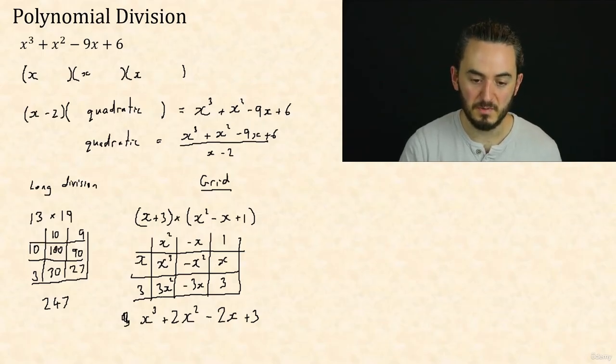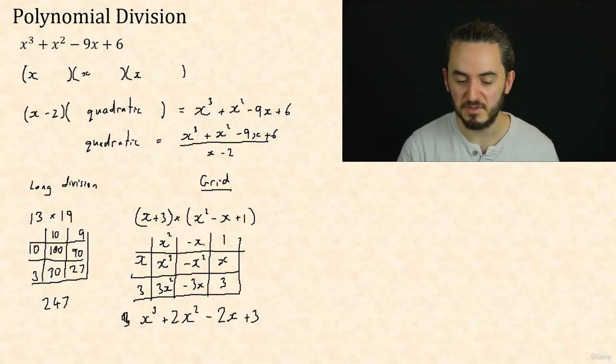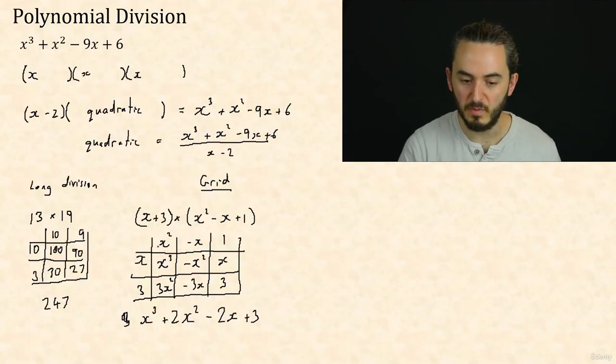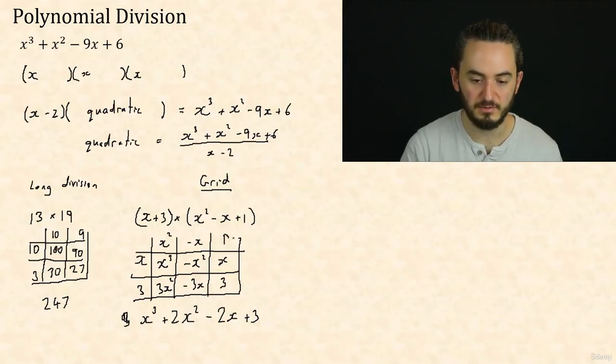We're basically going to do this process in reverse. So it's like we're going to start with the answer in the center of our grid, and we're going to have one of the factors here, and we're going to try to figure out what the other factor is up in the top row. So let me show you how that works.